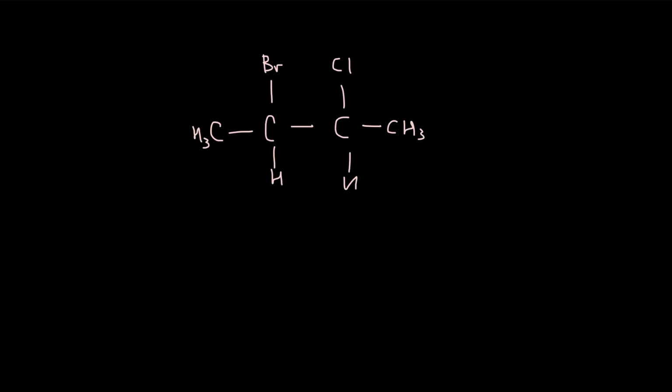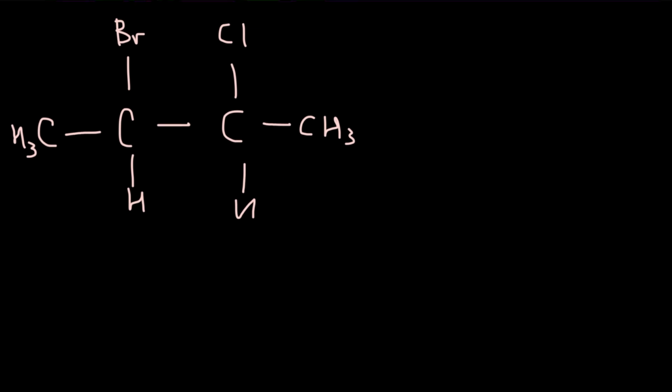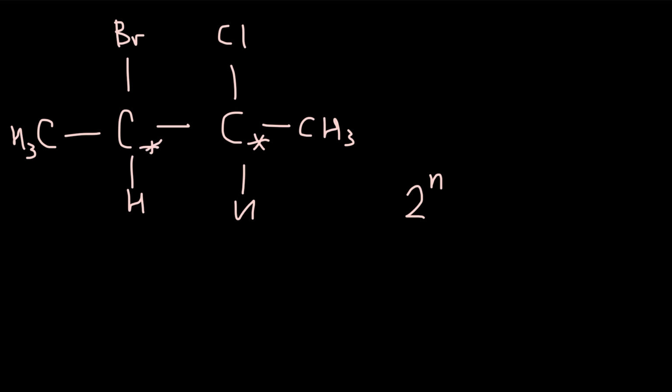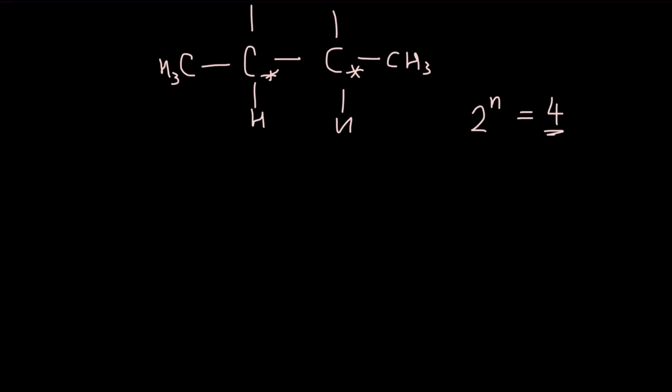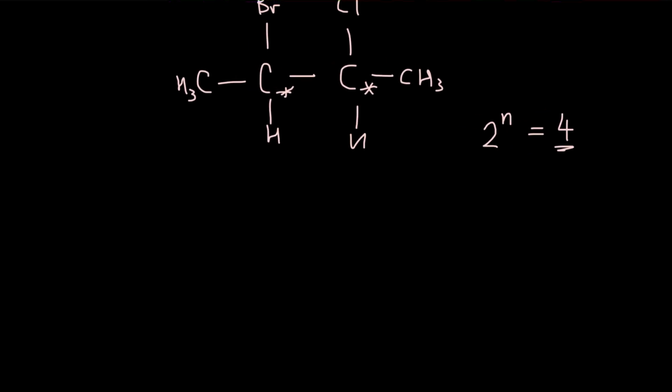Today we will draw all the stereoisomers possible for the molecule 2-bromo-3-chlorobutane. The number of stereoisomers possible will depend on the formula 2 to the power of the number of chiral centers that there are. So here it will be 2 to the power of 2, which will give us 4 possible stereoisomers for this compound. Now how can we find all of those 4?